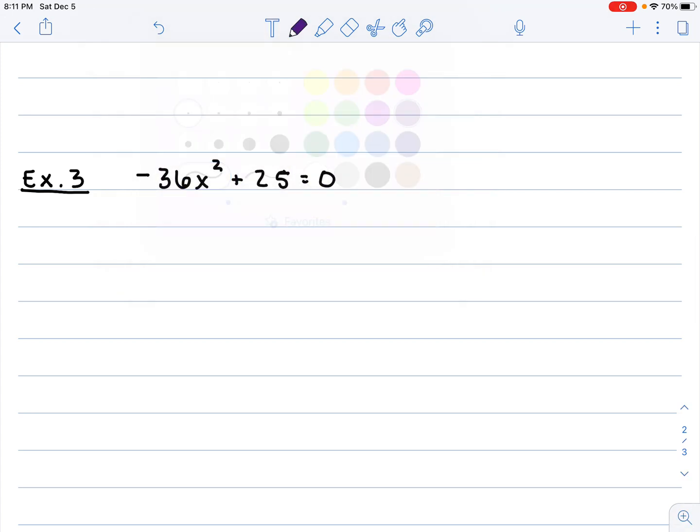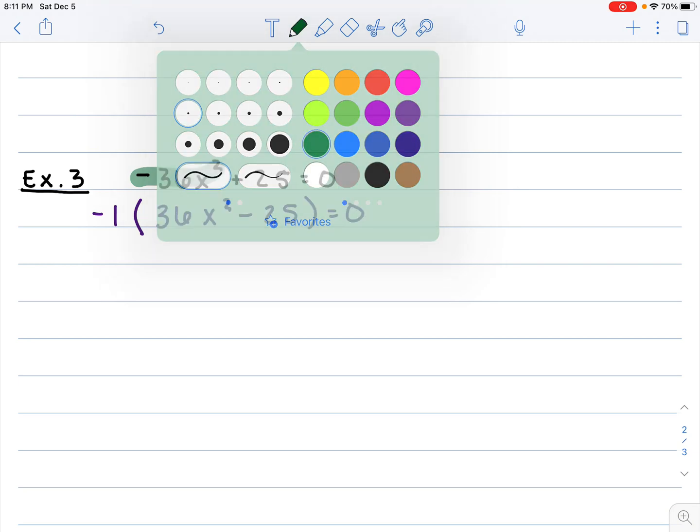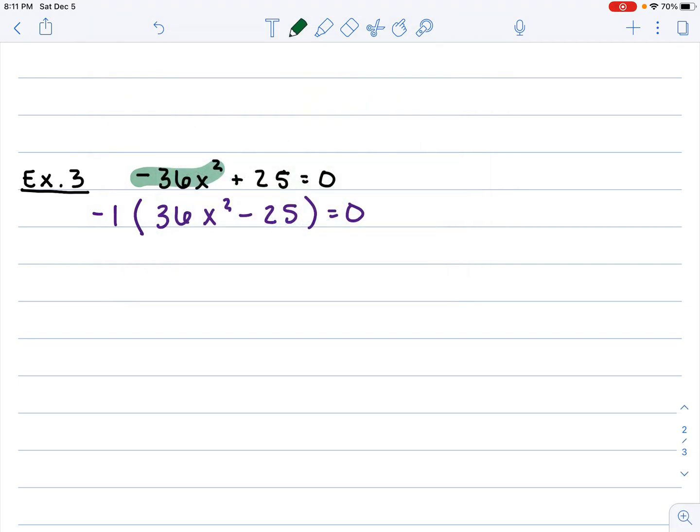All right, and finally, our last one here is -36x squared plus 25 equals 0. Well, the great thing is it's already equal to 0. Let's look first if we have any greatest common factors. I don't see any GCF right off the bat, but you never want the first term, the one with the x squared, to be negative. So let's pull out that negative real quick. When I do this, I see that I have 36, which is a perfect square, x squared, which is a perfect square, and 25, which is a perfect square. So I'm thinking I can do the difference of squares.